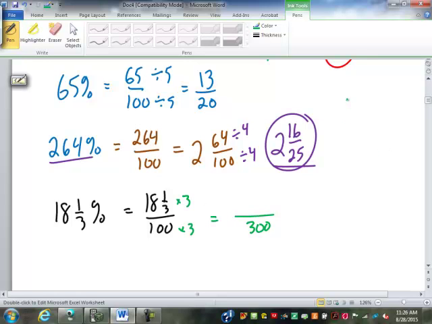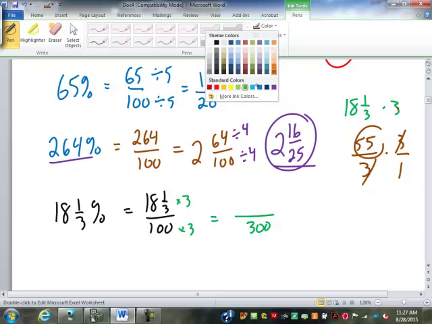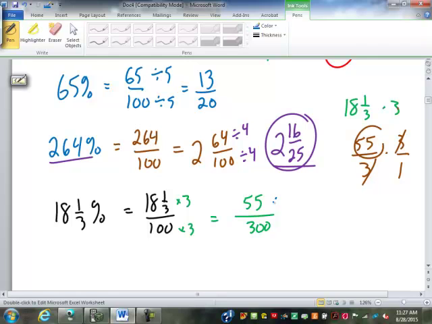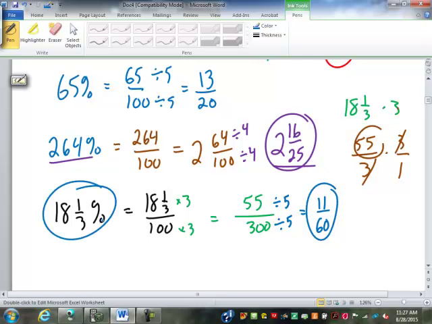On top, 18 1/3 times 3, I'm going to have to change it into an improper fraction. 18 times 3 is 54, plus 1 is 55, so that's 55 over 3. 3 becomes 3 over 1. The 3's cross cancel, and it's just going to be 55. Now that we have 55 over 300, of course, we can reduce by 5 to get 11 over 60. So 18 1/3% is 11/60, or 11 out of 60.